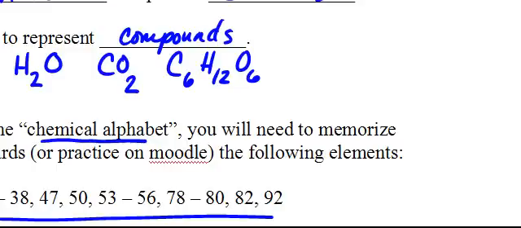Or on Moodle, there's a great little practice element quiz that I put together for you, and you can just run through that as many times as you want to practice these things. You're going to want to do that because as we talk about formulas, as we talk about different compounds, you're going to be seeing these types of formulas all the time. And if you don't know what these elements are, having to look them up all the time is going to be a pain. So I really, really encourage you to do this. This, again, will be one of the few things that you have to memorize.